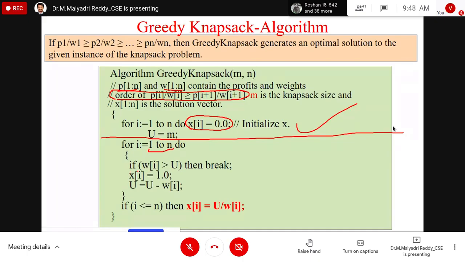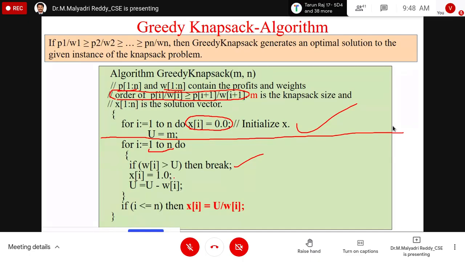Next, is there any condition? Yes, sir. Until the final element. Right. Then if weight of the item is greater than the maximum weight, then the loop will break. That means whenever it exceeds in the item selection, then break the loop. Yes. Right.